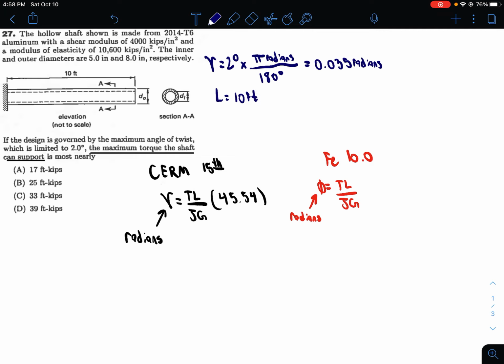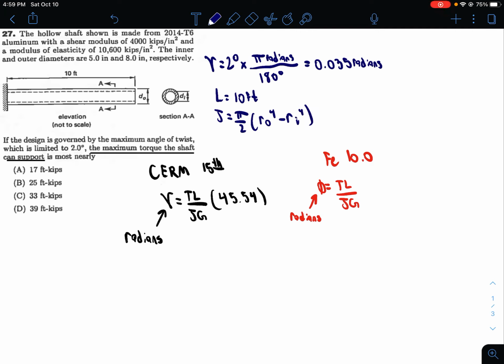That's good because we want our answer to be in feet kips, as we can see in these units. Let's look at our J now. Our J is our polar moment of inertia. Polar moment of inertia is going to be a little different since we have an outer radius and an inner radius. For a hollow shaft, the equation for the polar moment of inertia goes as follows: pi over 2 times radius outer to the fourth minus radius inner to the fourth.